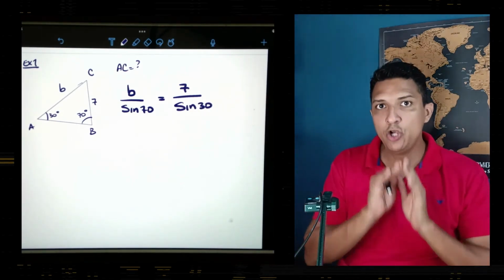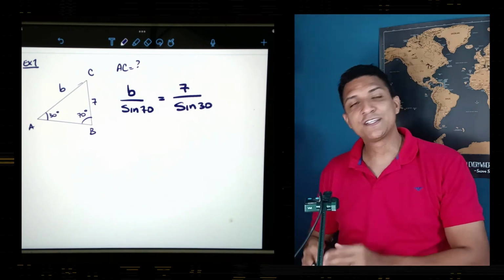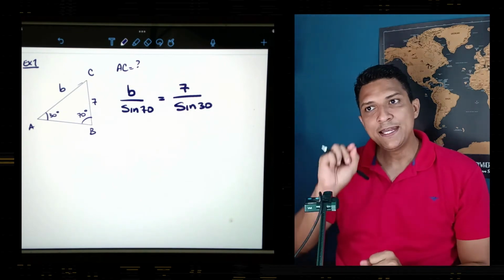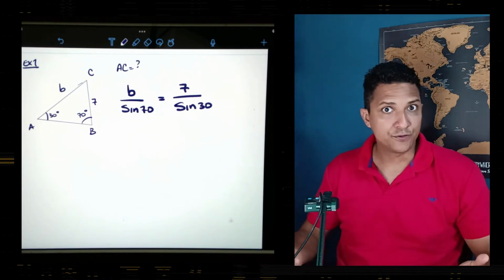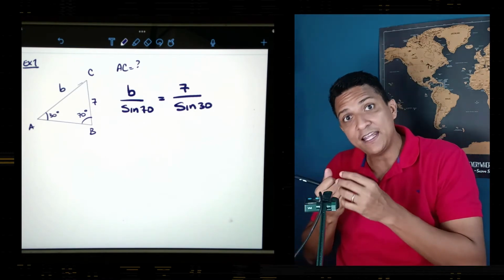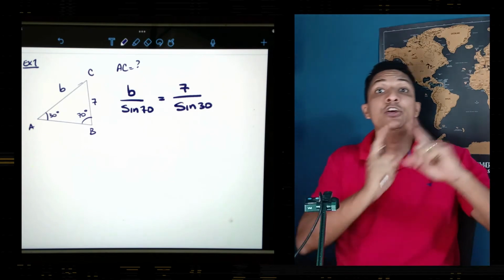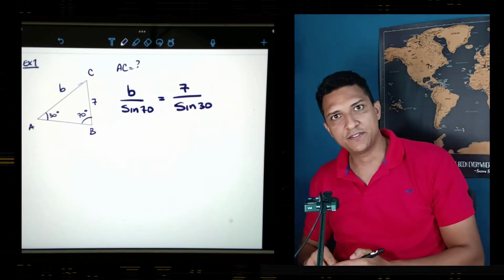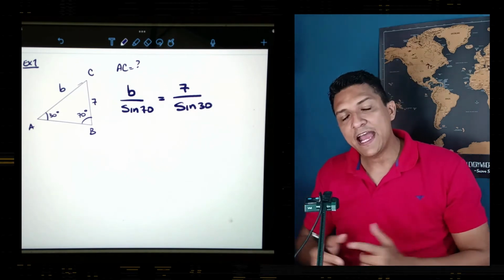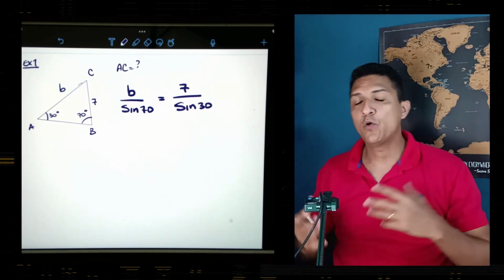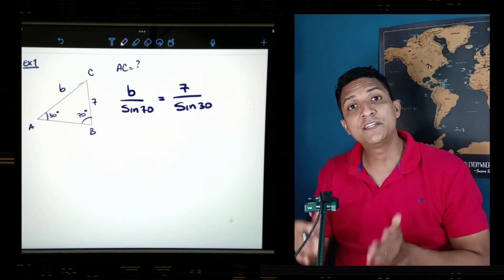Notice that law of sines works just when we have three given values. So we have one side and two angles, and the other side is what is requested. That is important. I already have my proportion set, so I'm gonna solve this for B.